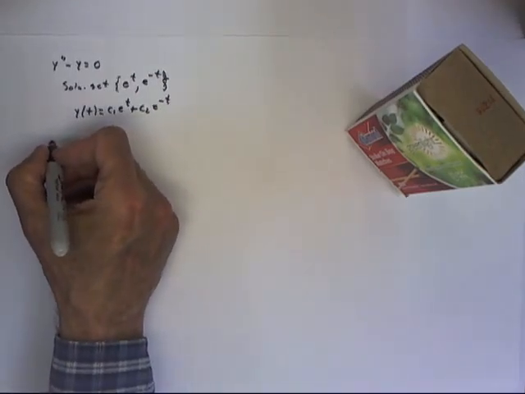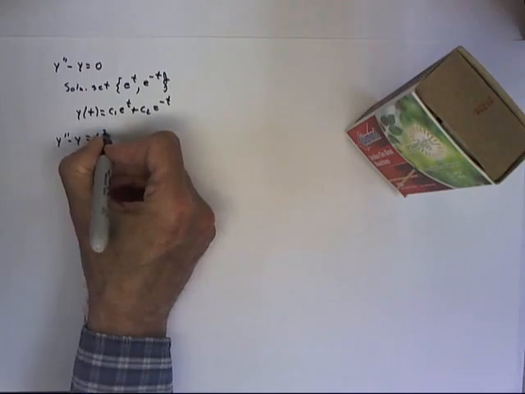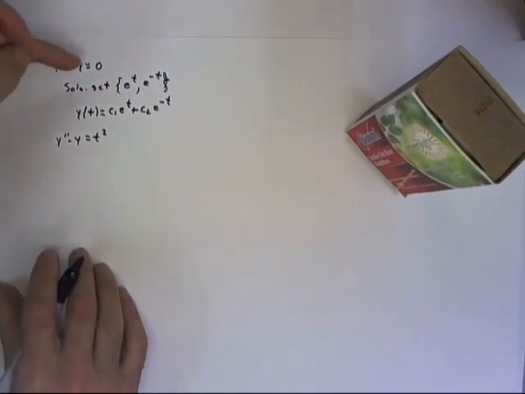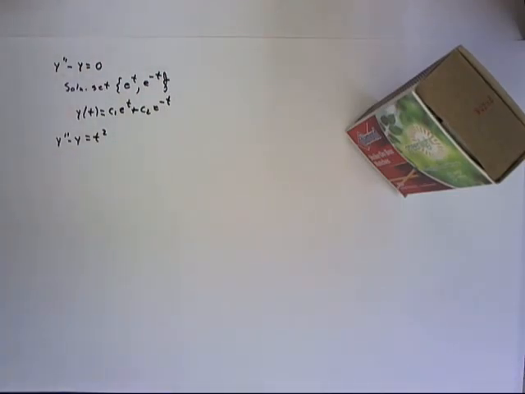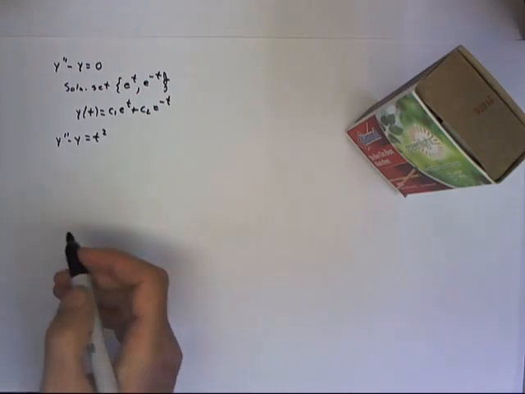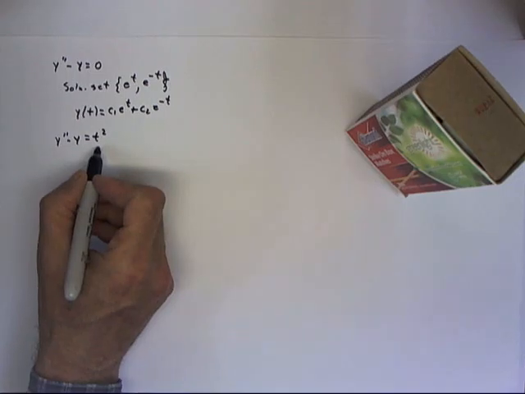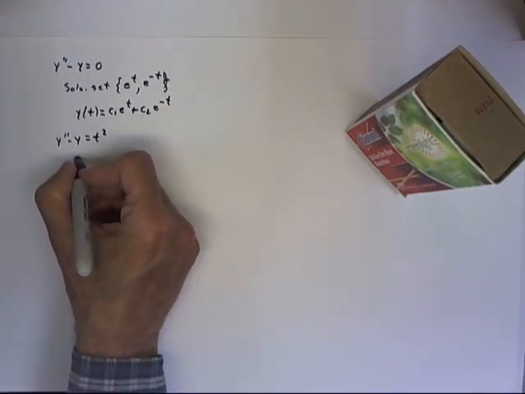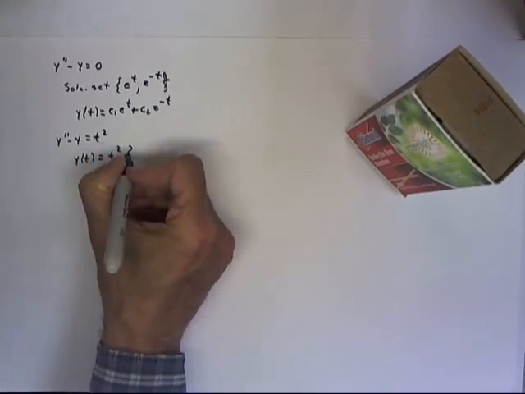Now let's consider the equation y double prime minus y equals t squared. As we know from the terminology we've already developed, this equation is homogeneous. This equation is non-homogeneous. For reasons that we'll see, we want to try to find just any solution to this equation. So let's try a solution. Let's try y of t equals t squared.